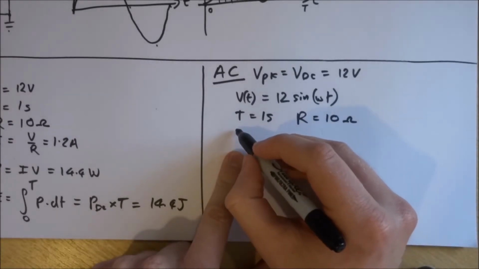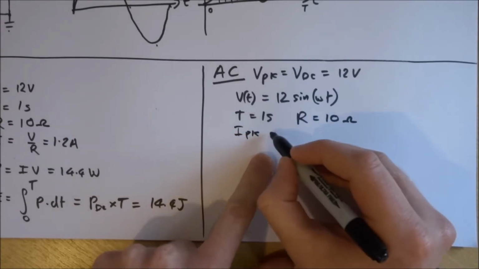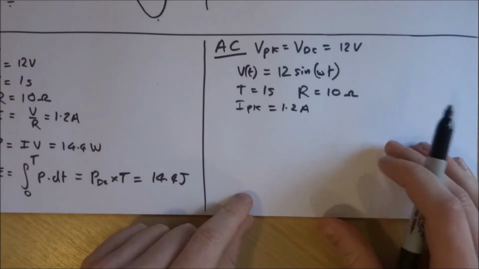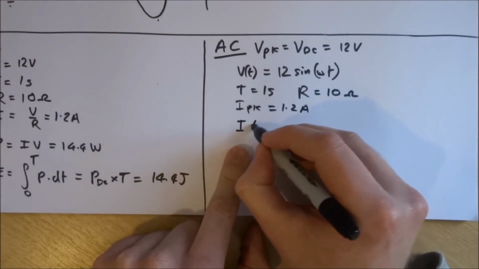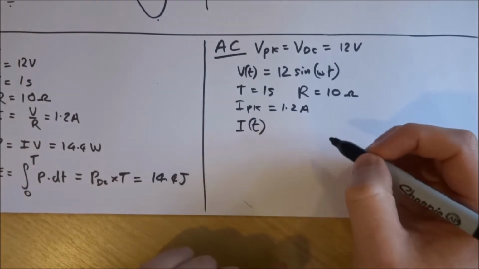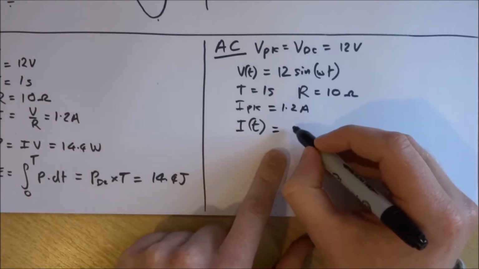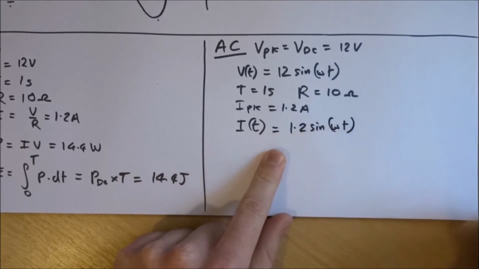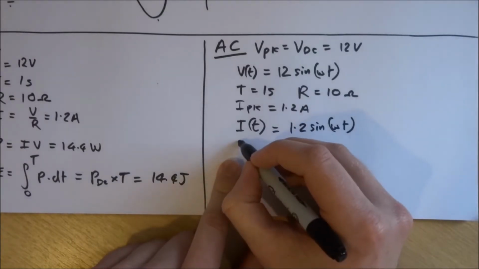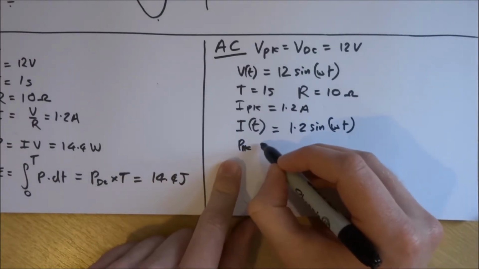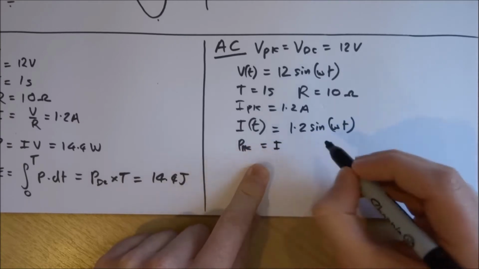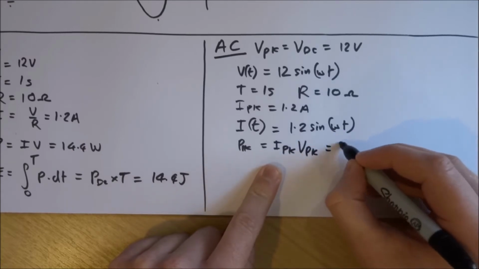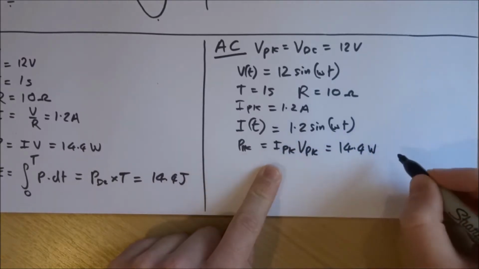There's a current with a peak value of 1.2 amps, because it becomes equal to what it was in the DC scenario only at the peak, which means that the time varying current will follow the same function as the voltage, so it will be a sine wave with a peak of 1.2 amps. And the peak power, P peak, will be the product of the peak current and the peak voltage. And that comes out at 14.4 watts only at the peak.